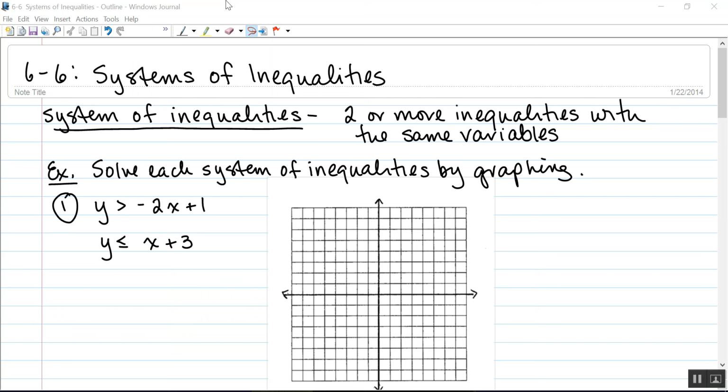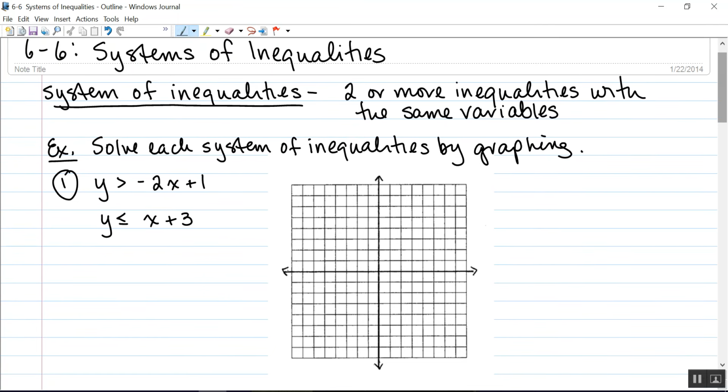Section 6.6 is on systems of inequalities. A system of inequalities is two or more inequalities with the same variables. It's very similar to a system of equations, but instead of having equal signs, we're going to have, remember, greater than, or greater than or equal to, or less than or equal to signs.